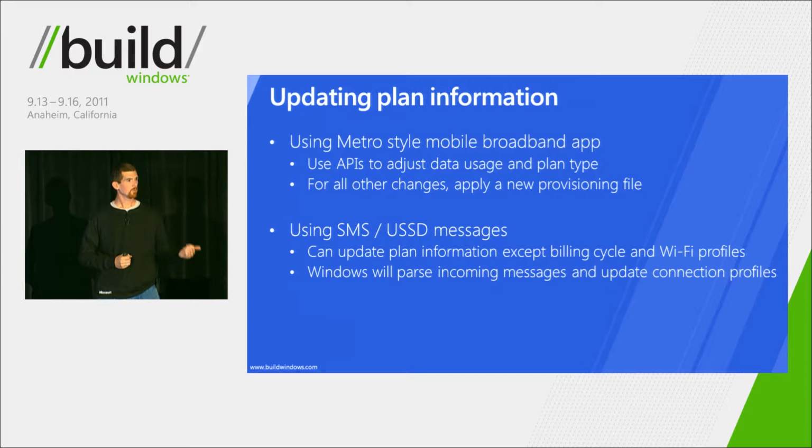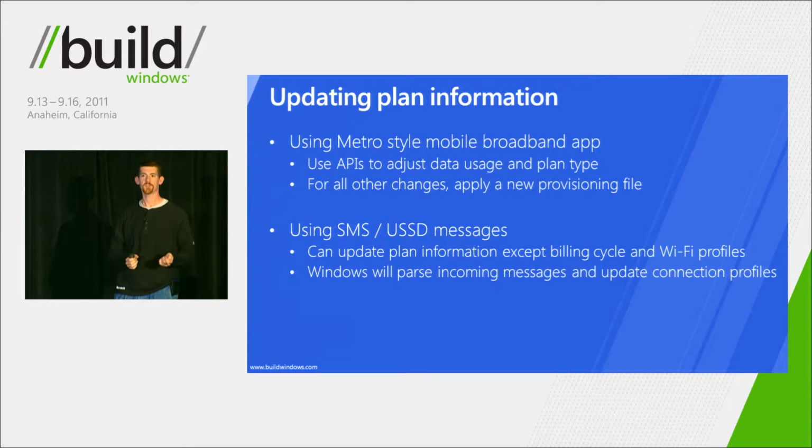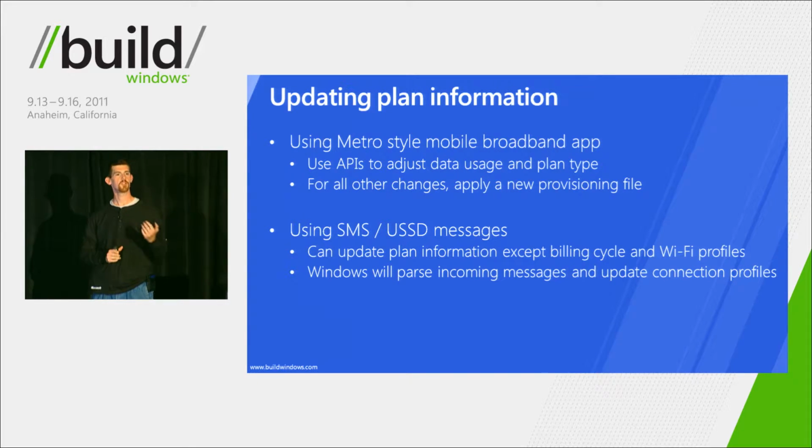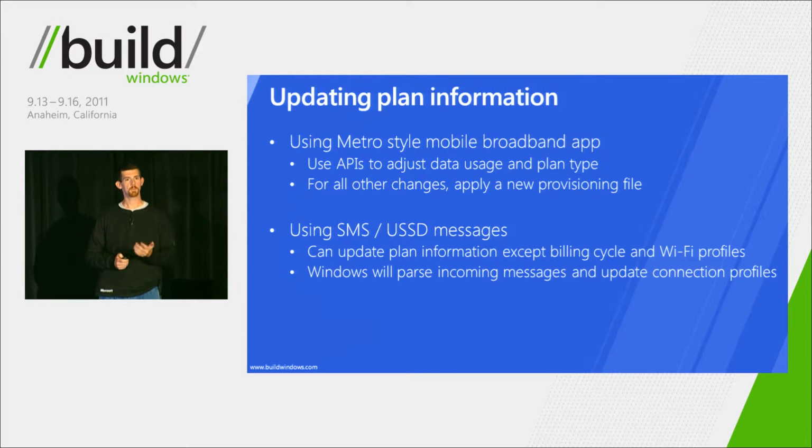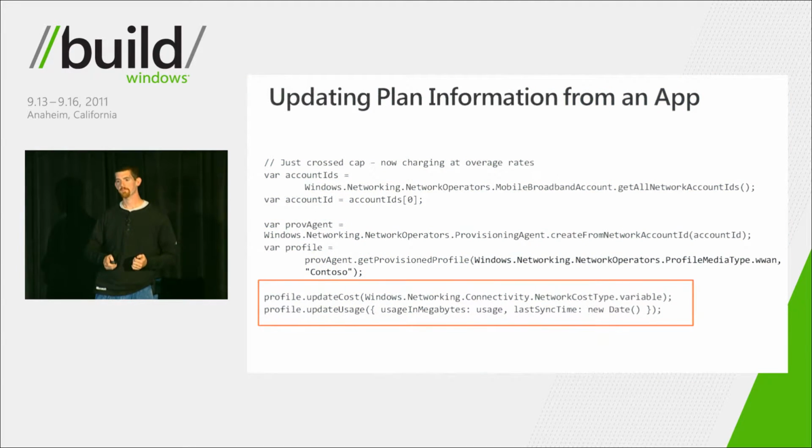Carriers also already have infrastructure for sending SMS and USSD alerts to tell users about the state of their usage. So if you've come close to your cap, you may have gotten an SMS message that says you're at 80%, you're at 95%. And those messages can be used to update Windows knowledge of the current usage. That can update anything except the billing cycle or the Wi-Fi profiles. And Windows will parse those incoming messages and update the mobile broadband profile appropriately.